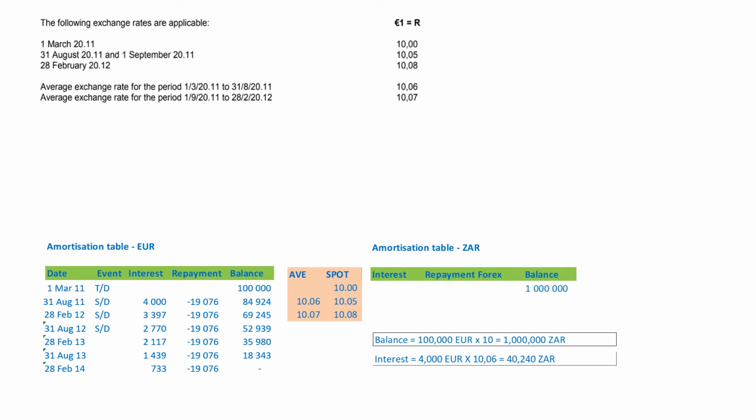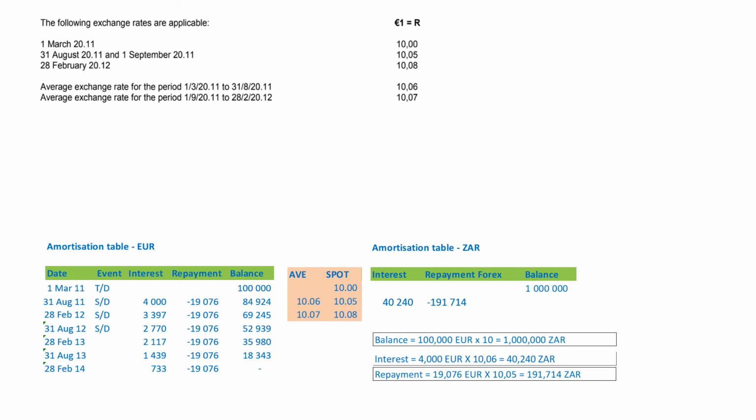And as I've mentioned previously, for interest, you will use your average rate. So 4,000 for interest multiplied by an average rate of 10.06 gives you 40,240. Your repayment happens at a specific point in time, so you will use your spot rate for translating your repayment. 19,076 multiplied by your spot of 10.05 gives you 191,724.